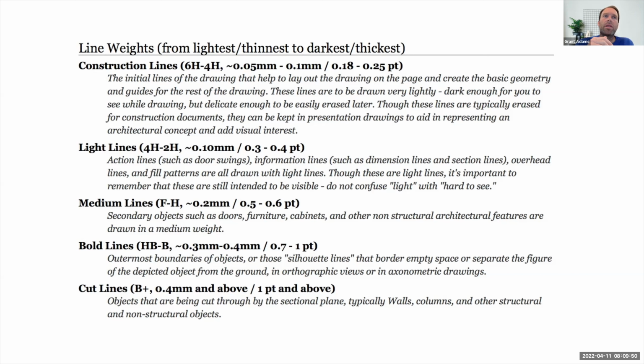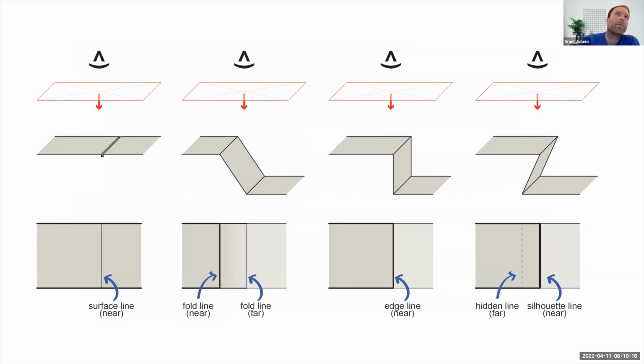Medium lines are the secondary objects, so the things that are on furniture, cabinets, those kinds of features. Bolder lines are the lines that represent the walls, for example. At 0.3 or 0.4, that's in line with the 0.4 that I told you last class for the walls on the floor plan. And then cut lines, where you've actually cut through, might even be thicker yet. So we have this scale of line weights.